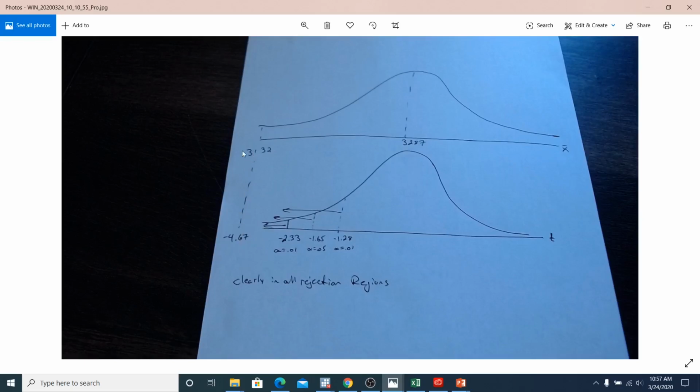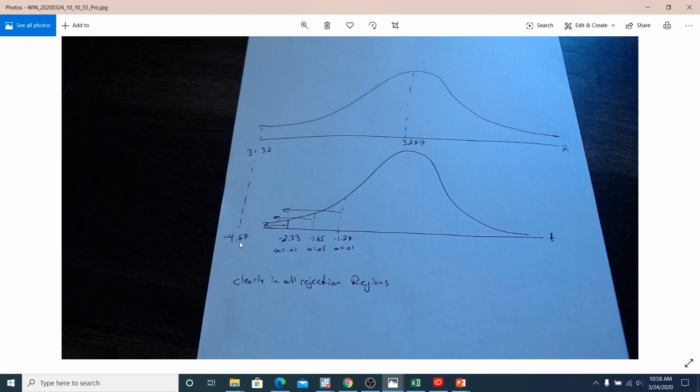I then turn this 3,132, which was my sample mean, into a test statistic. It's 4.67 standard deviations away from that assumed true mean. So it's very unlikely this is the true mean. If this was the true mean, then the probability that I saw a sample mean 4.6 standard deviations away from it is essentially zero.